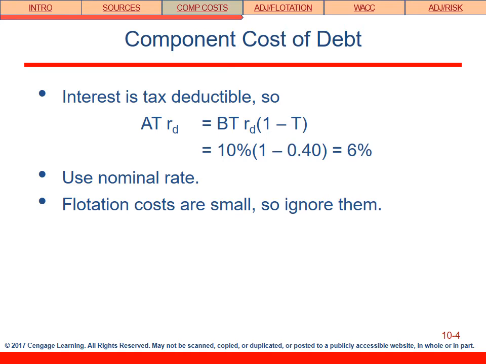But we are going to make an adjustment for taxes, since only the interest portion is tax deductible. So we're going to take that before tax cost of debt that we found with our calculator, 10%, and multiply it times 1 minus the firm's tax rate. So after taxes, the cost to the firm of borrowing money is 6%.